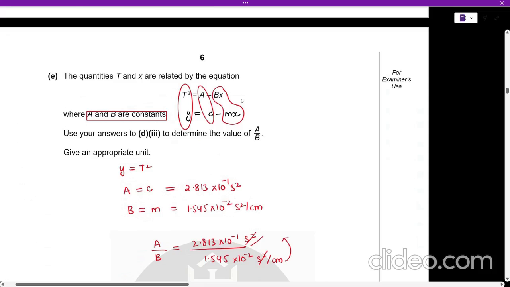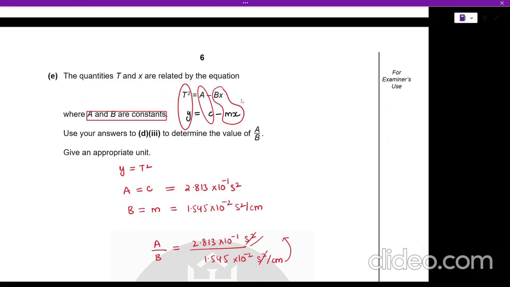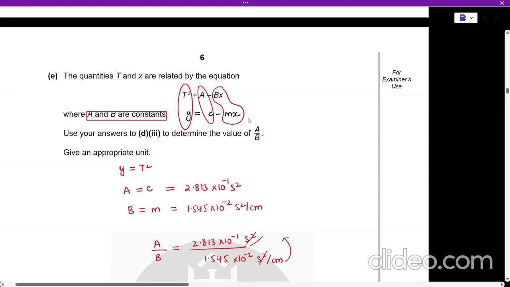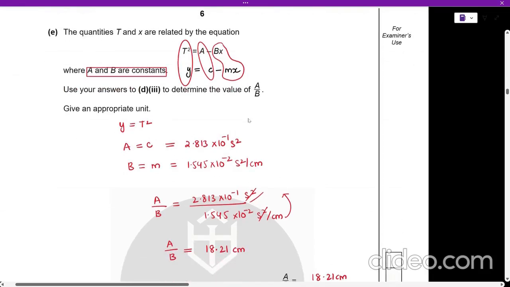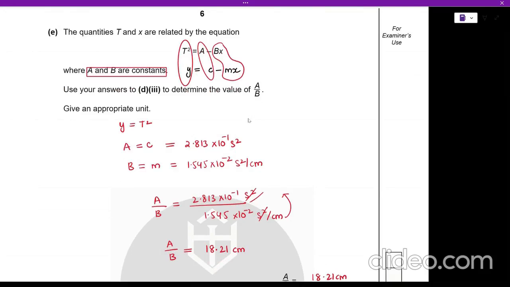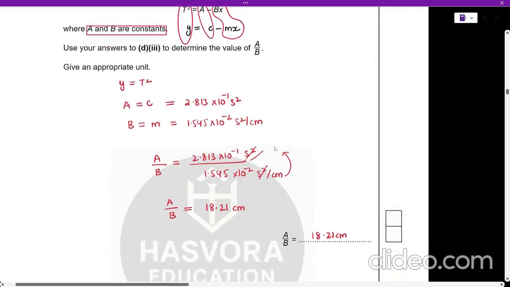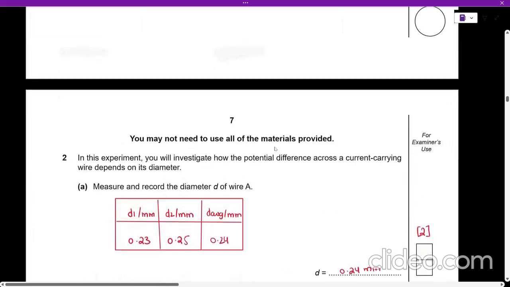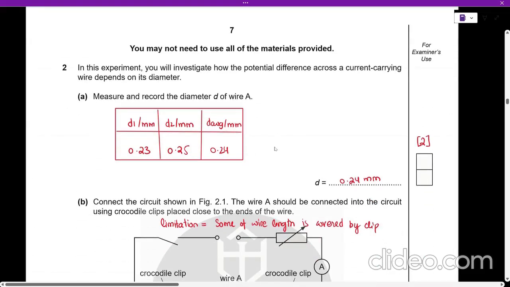Now part E was about the quantities t and x being related by the equation t² = a − bx. You know that on the y-axis we plotted t², so it matches the equation y = mx + c. The gradient was b here, and a was equal to the y-intercept. Through this I found out what b and a were, and then I found the ratio of a over b in the same way. You could see that the s squared were cancelled, and the a over b ratio was 18.21 centimeters. So this was the question on oscillations that can be predicted.